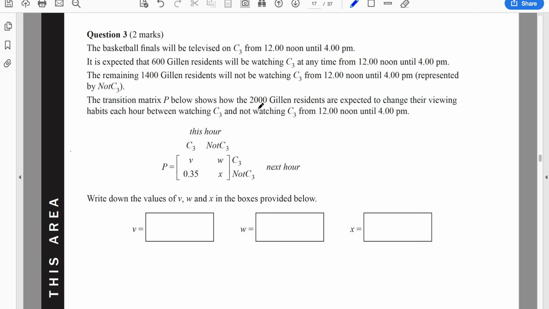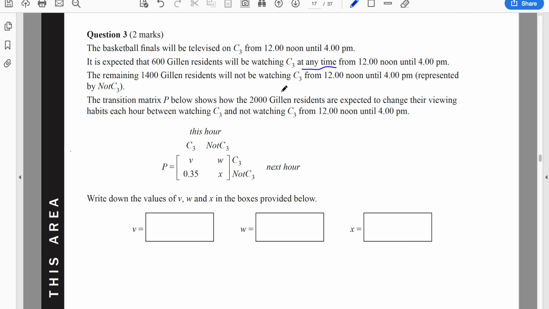There's a lot of reading here, but secondly, just in terms of what you need to do, it's a bit of problem solving. So we've got these basketball finals and they are going to be televised. So 12 noon till 4, we're given a time. And we're also told that it's expected there are 600 residents watching C3 at any time. And we've also got the remaining residents not watching, from 12 till 4, and that's at any time.